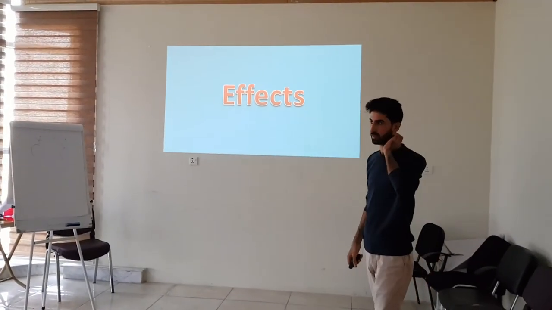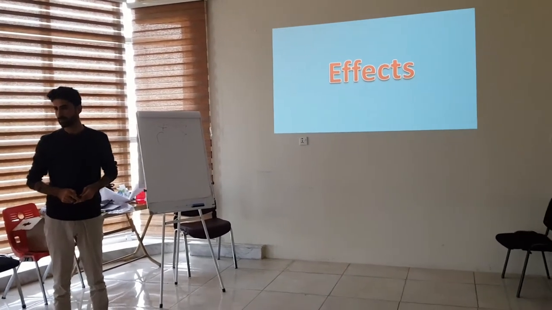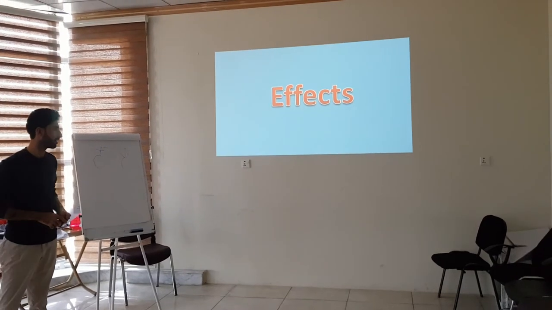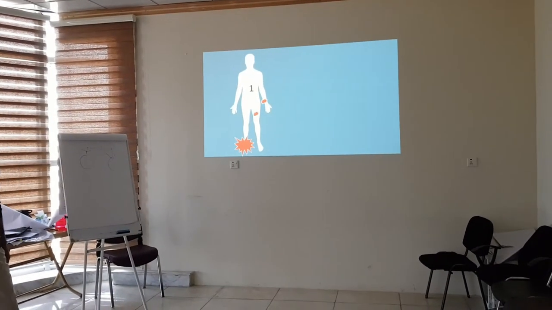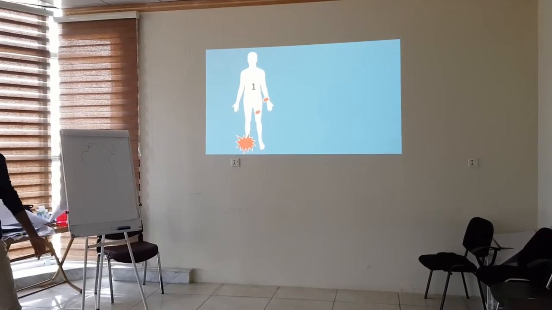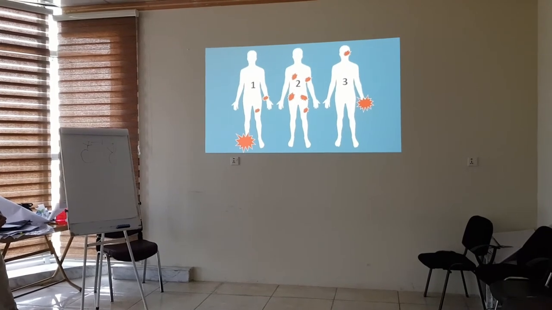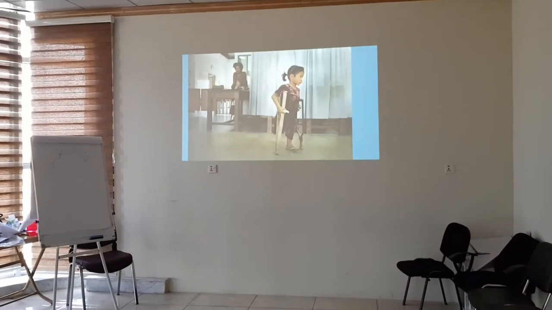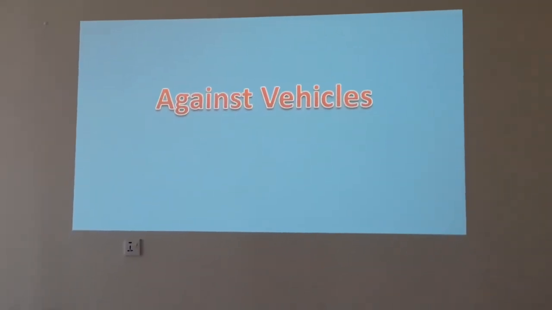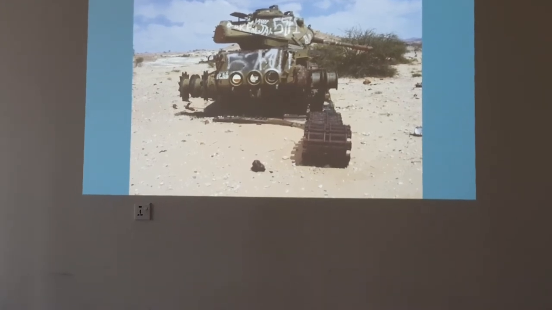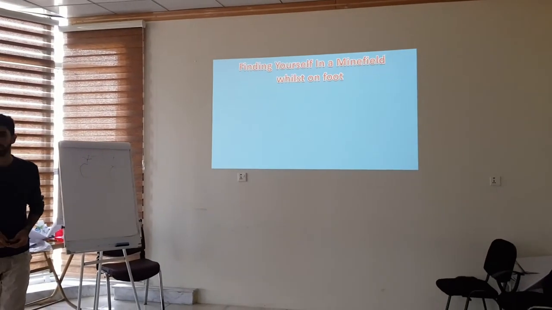What's the effect? Can anyone tell me the effect of a mine? Damage, injury. Yes. Most of the time, whenever somebody steps on it and the mine explodes, if it doesn't kill them, it will cut off their legs or hands or body or eyes or arms. So it's very, very dangerous. This is the effect of a mine. It will disable people if it doesn't kill them. Against vehicles, of course, it will destroy any vehicle it explodes on. Any question? Clear? Yeah.